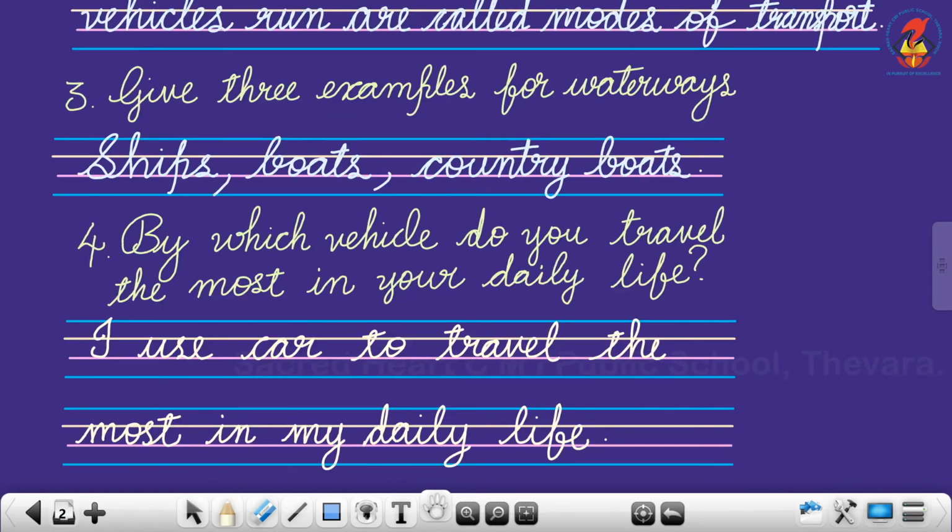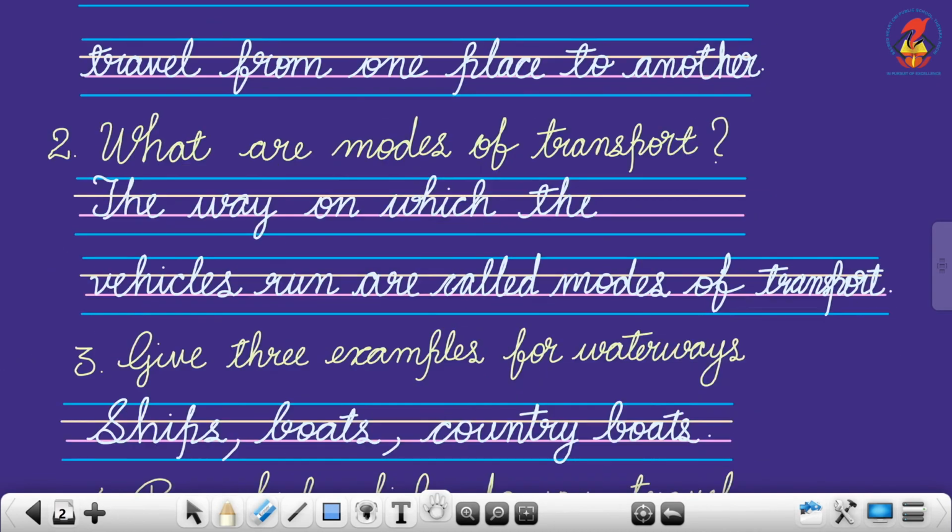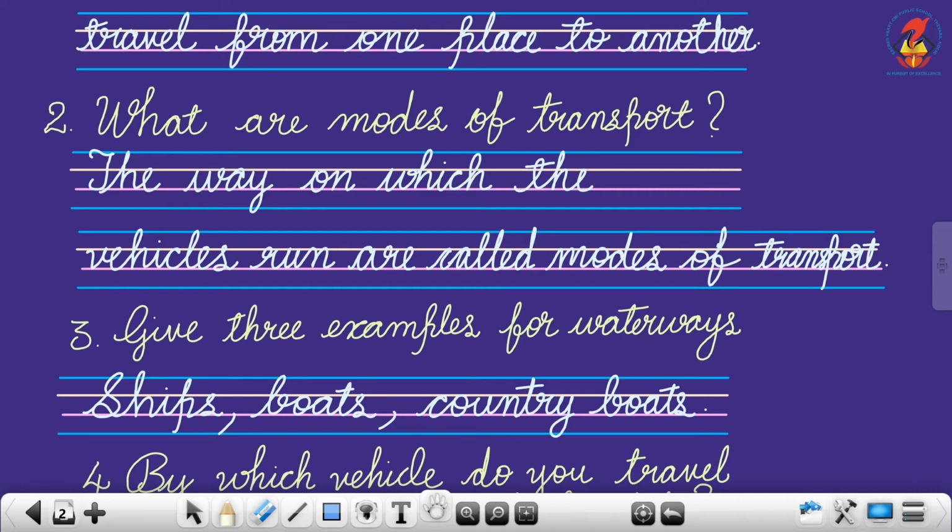So we'll just recall from the beginning. What are means of transport? That was the first question. The vehicles that we use to travel from one place to another are called means of transport. Okay, and moving to the next one, that is, what are modes of transport? The way on which the vehicles run. The way, that is the most important point in that. The way on which the vehicles run are called modes of transport.